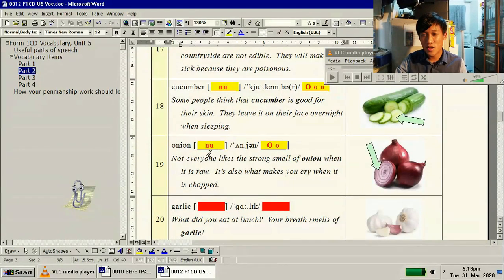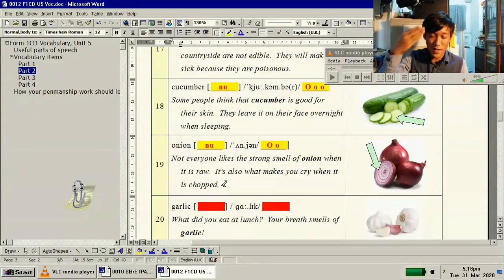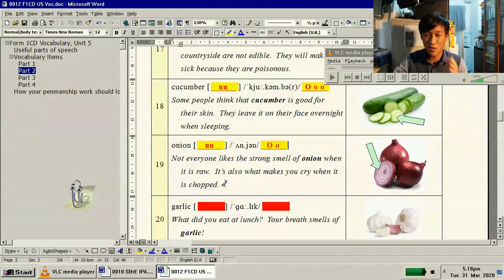Okay, it's also what makes you cry when it is chopped, when it is cut. When you cut onion, it'll make you cry. Why? Because of the strong smell. There's something in raw onion, special about onion, hope it helps you remember it. So let's practice.